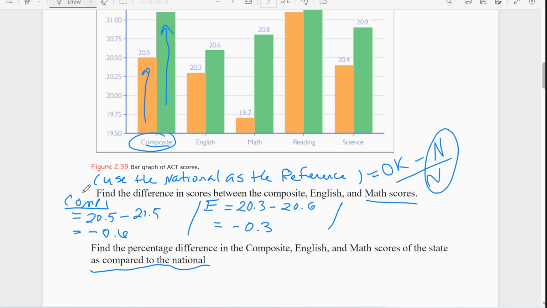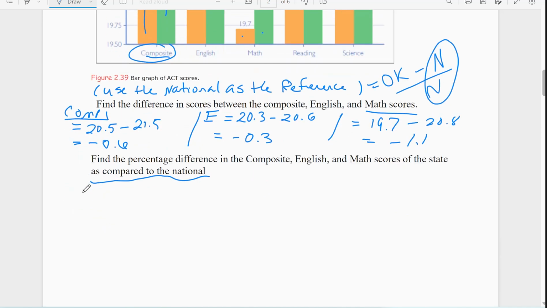All right, then the last is the math, and the math is the wider gap. And just looking at the picture, you can tell that it's a wider percentage. And so the math scores, you'll take the Oklahoma City, which was 19.7, was the ACT average for Oklahoma, minus the national or reference value, 20.8, and so it came out negative 1.1. The Oklahoma City average was 1.1 points lower than the national average. Now you can still say it the other way like I did in the original lesson. The national average was 1.1 points higher than the Oklahoma City.